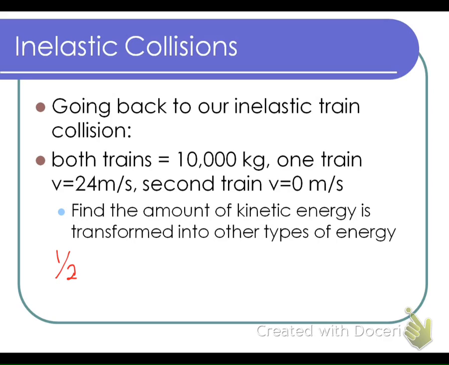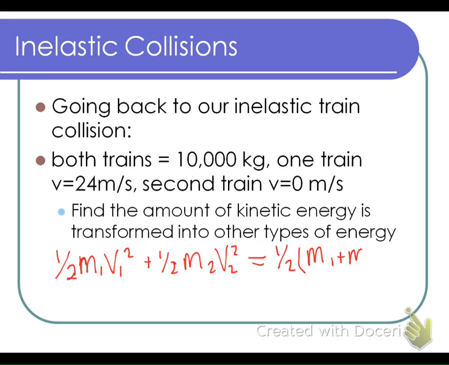1/2 m1 v1 squared plus 1/2 m2 v2 squared. Remember, 1/2 mv squared is a kinetic energy equation. So here's our first object on the left and our second object on the right. All of that's going to be equal to 1/2 both the masses added together, so m1 plus m2, and all that's going to be v prime squared. That's the equation that we're using here to look at kinetic energy.